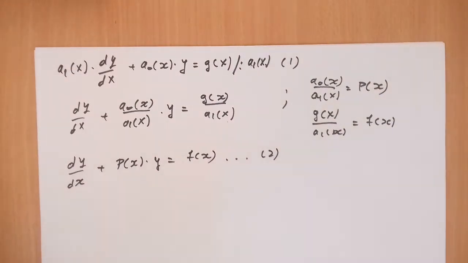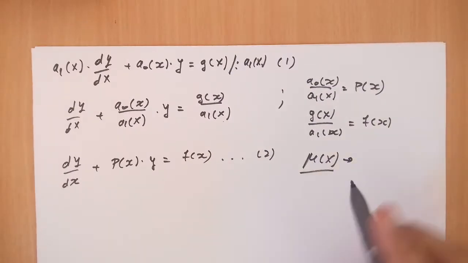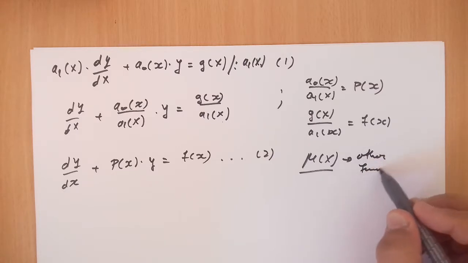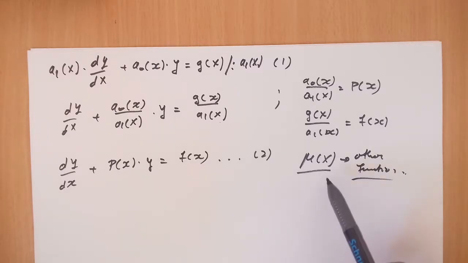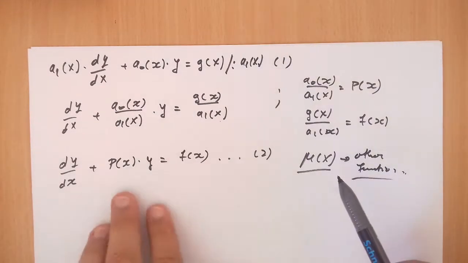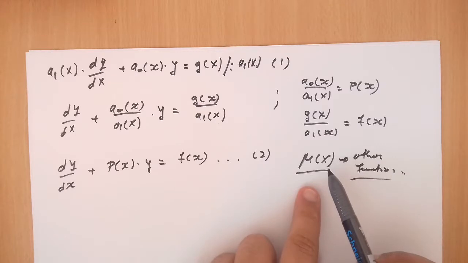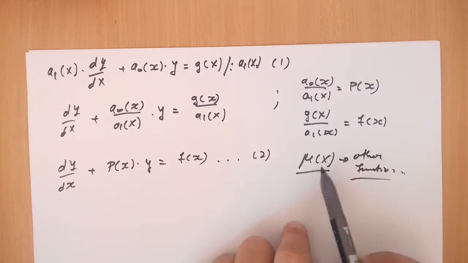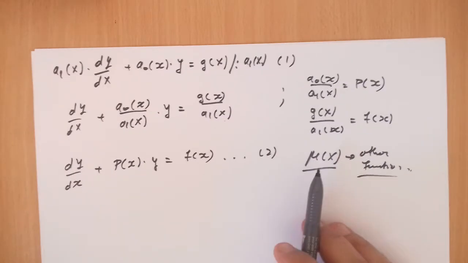Now, how can we solve this equation? We will begin by multiplying this equation on both sides by a function mu of x. First we have to multiply this equation by this function, and at the end of this video I can show you what this function is, and how we can know which function we have to multiply with.